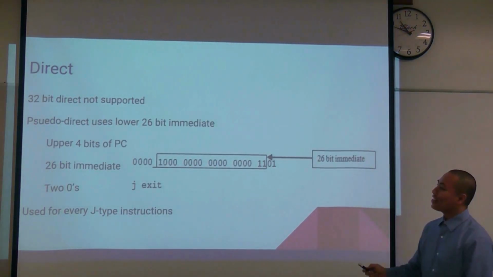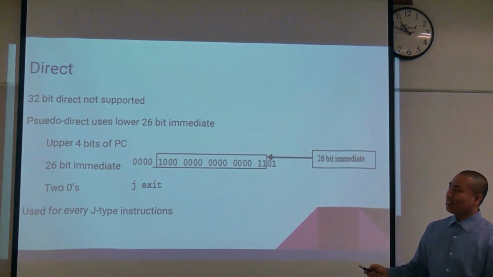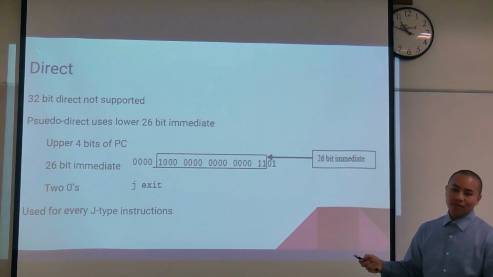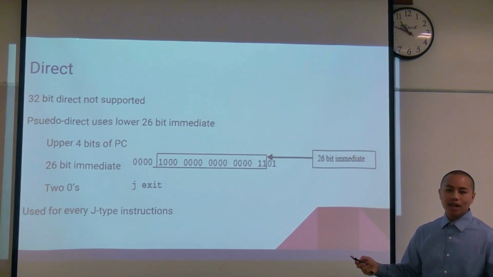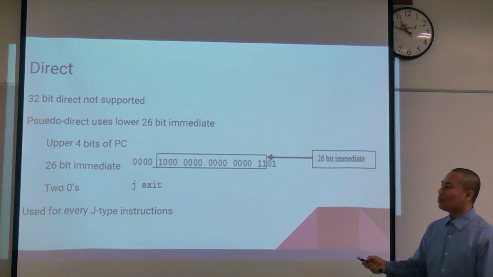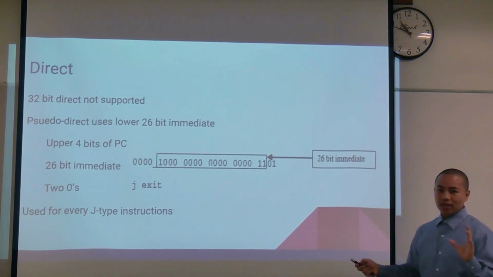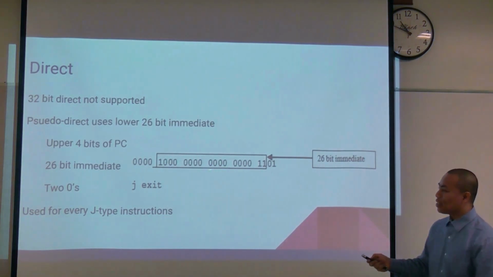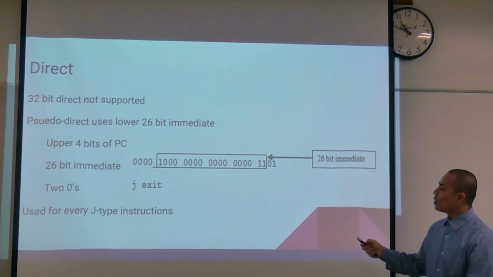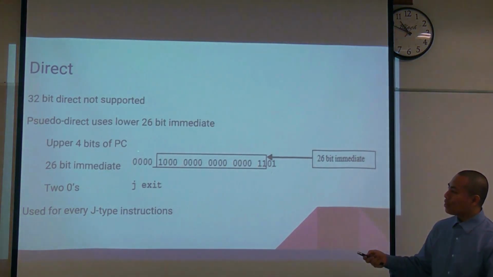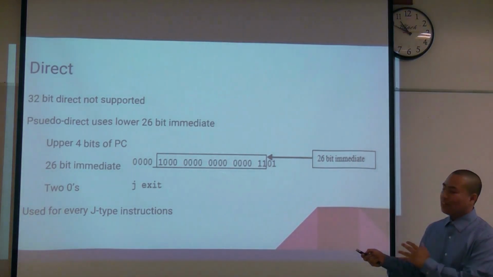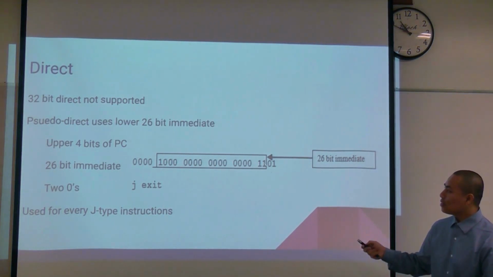Okay, let's get into direct. We have a 32-bit word, so direct is a full 32-bit word. But then if we do that, we don't have any space to decode what type of operation we're performing. Therefore, we support pseudo direct, in which we use a 26-bit immediate. This is usually used for jumps. The upper 4 bits of the PC will be encoded into your next location, then the 26-bit immediate is encoded next, and then the lower 2 bits will be 2 zeros.